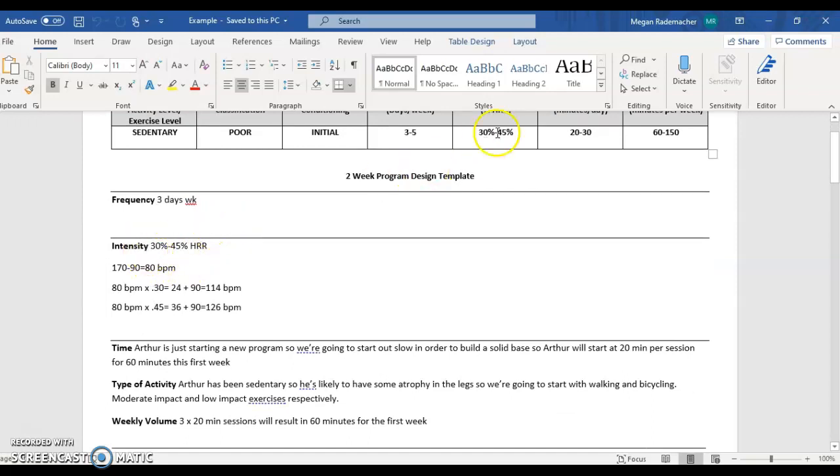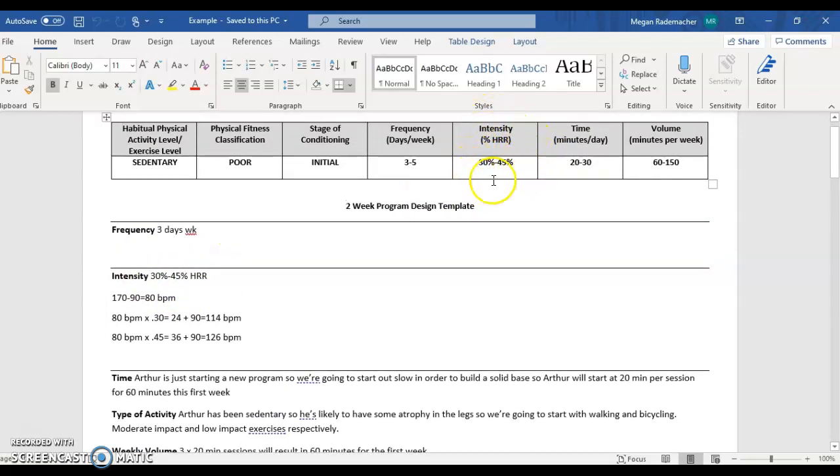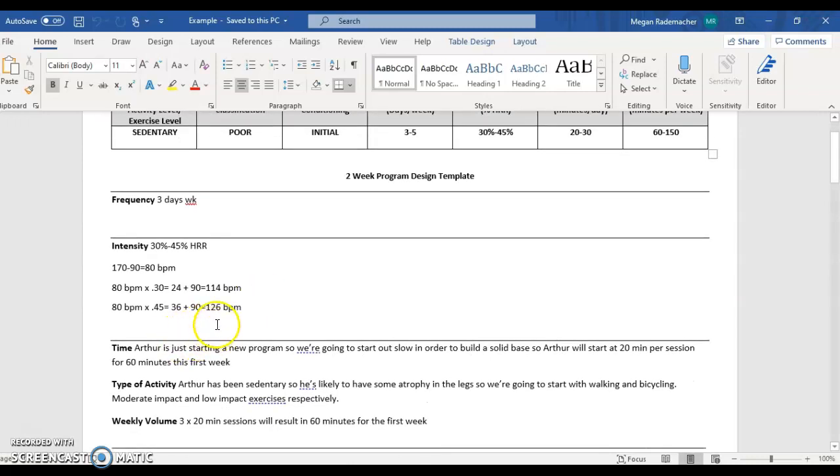I determine his intensity, as is listed up here for percentage of heart rate reserve, is going to be 30 to 45%. So I figure out my heart rate reserve calculations, which are going to be 114 to 126 beats per minute. My time. So Arthur's just starting a new program, so we're going to start out slow in order to build a base, and Arthur will start with 20-minute sessions for 60 minutes the first week. He's been sedentary for his type of activity, so he's likely to have some atrophy in his legs. So we're going to start with walking and bicycling, a moderate impact and low impact exercise.